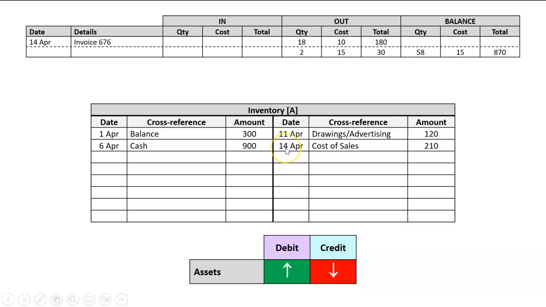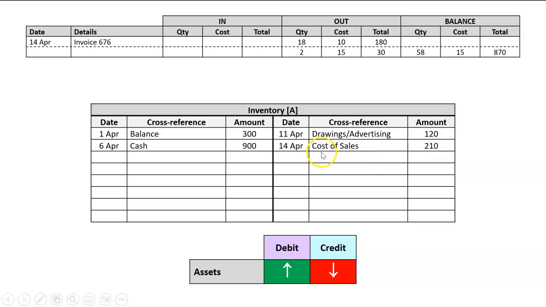So I'll do 14th of April, 210. Why did I write 210? It says 180 and 30. That's because the inventory card records each unit, like each cost unit, right? The $10 and the $15 ones. But really, the only number we need here is the total. So 180 and 30 is 210.